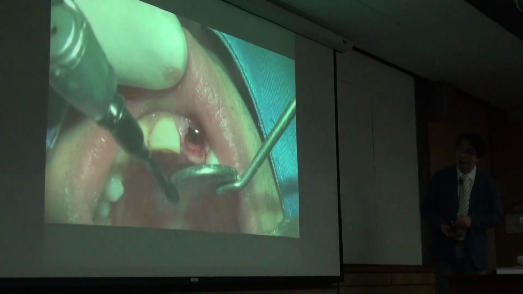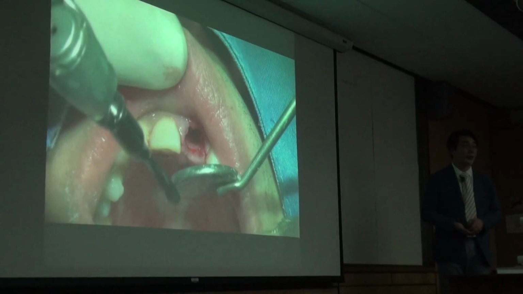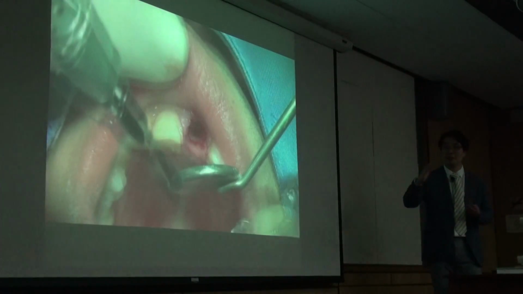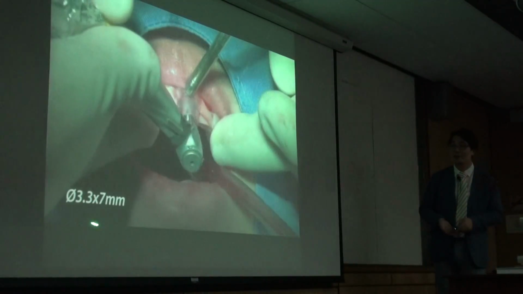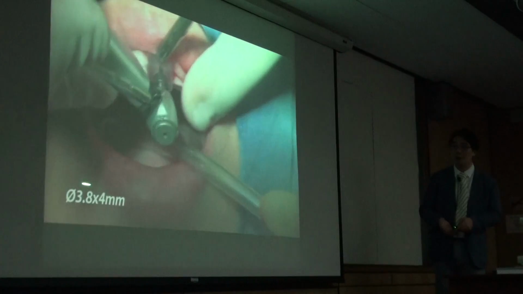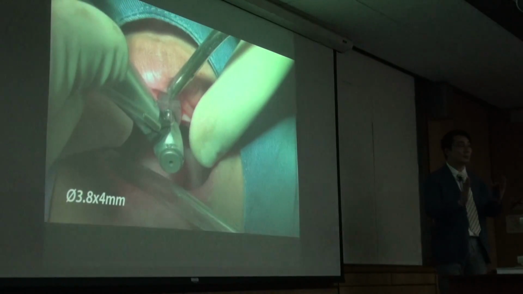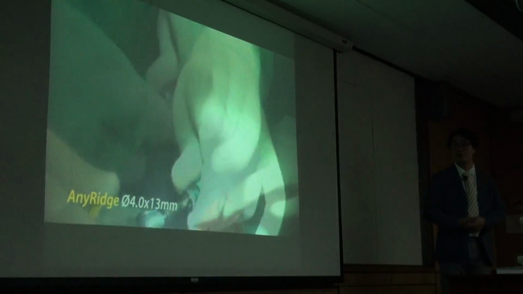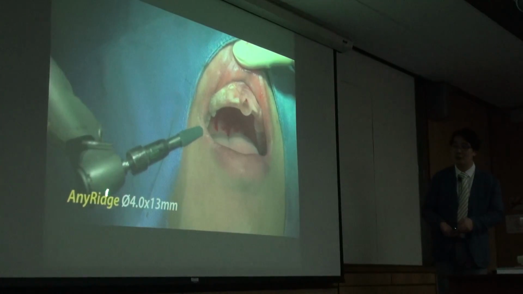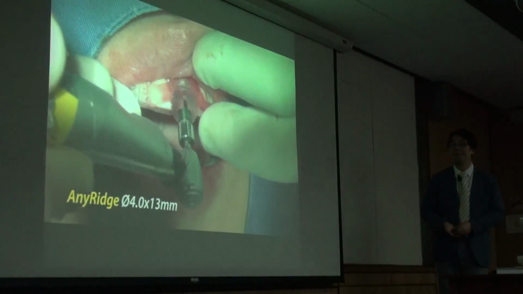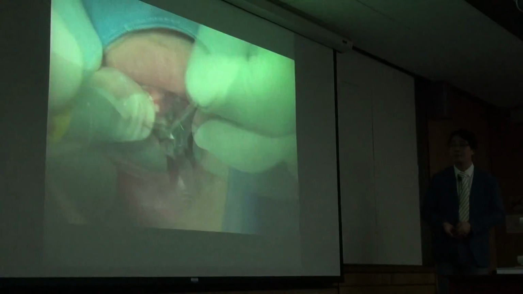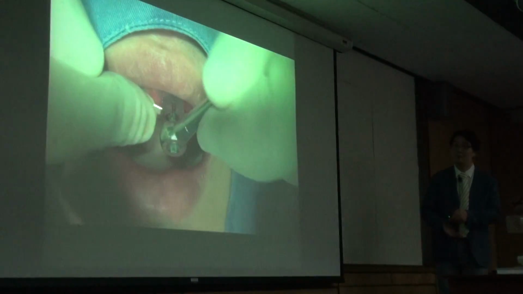Can you see the holes? But in the second stage, you have to cut off this very dense outer bone. So shorten the drill and increase the drill diameter again. 3.3 by 7, 3.8 by 4. It means make the taper preparation. And we got the 4.0 fixture, put it in, and control the position.